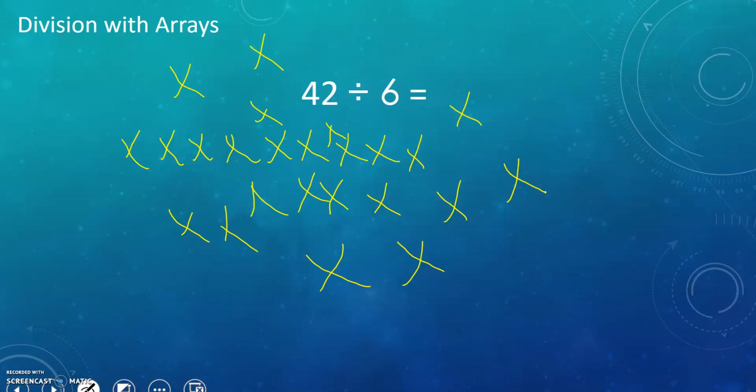I might have a difficult time trying to make sure that I group 6 together. I might group 5 in some, and 6 in another, and 7 in another. I want to be able to organize my groups and make less work for me and more accurate computation. So let's take a look at how we could use arrays to make this a little bit easier.